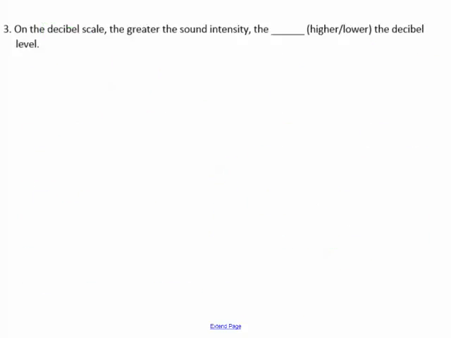If we're talking about the decibel scale, the measurement of the decibels, B, is 10 times the log of I over I naught. Basically, that's the log scale, and it's measuring the intensity compared to some I naught.